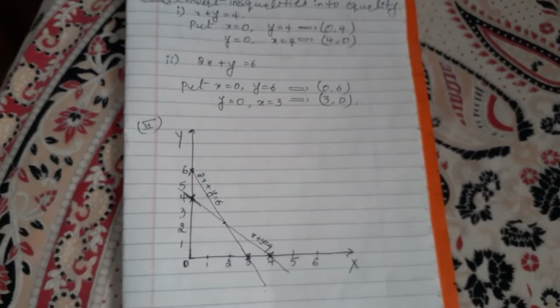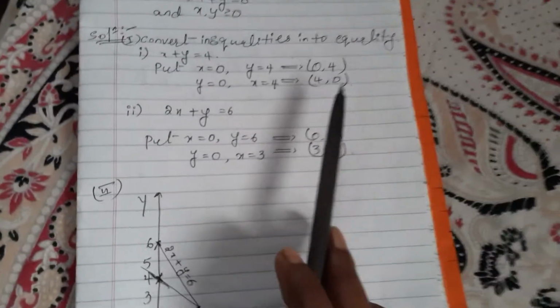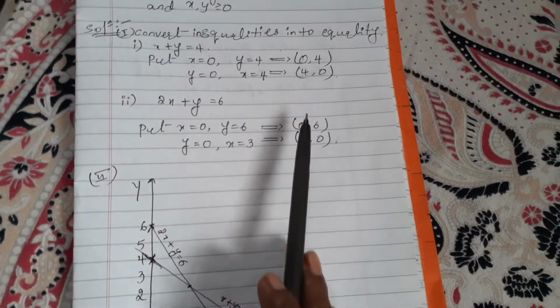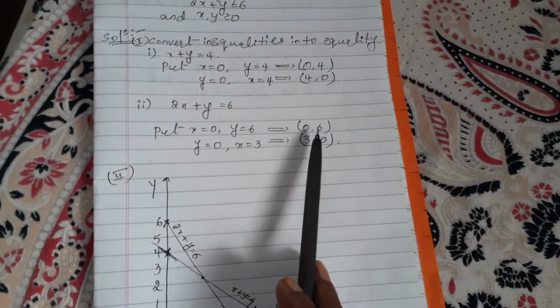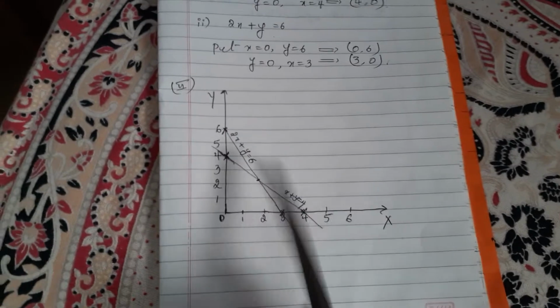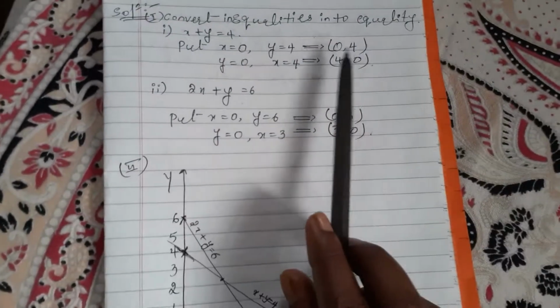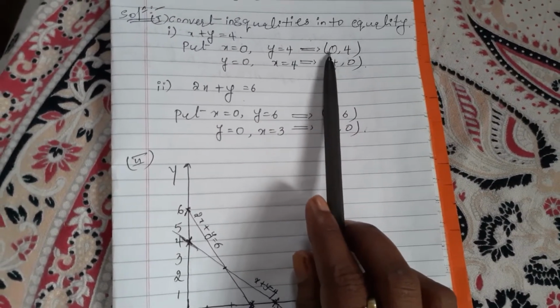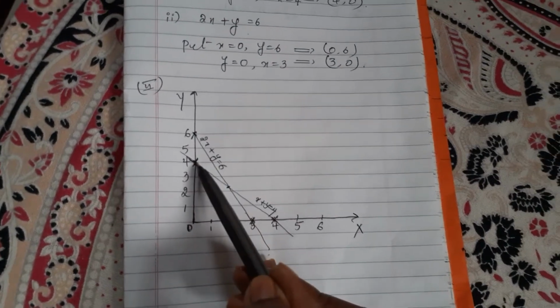And now go for the graphical representation of the given linear programming problem. Here we have (0, 4), (4, 0), (0, 6), (3, 0). In all these points, the maximum value is 6 and the minimum value is 3. So start from 0, 1, 2, 3, 4, 5, 6 on the x-axis, and on the y-axis also 1, 2, 3, 4, 5, 6. Then here (0, 4), so x equals 0 and y equals 4.